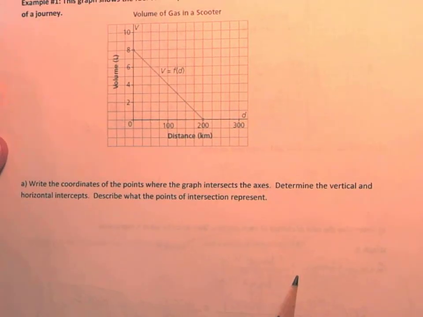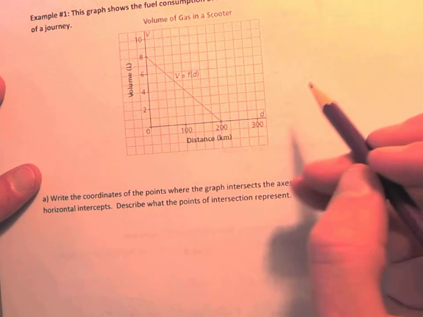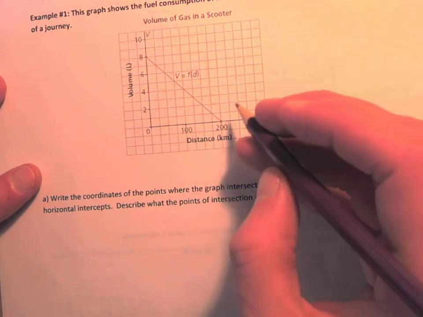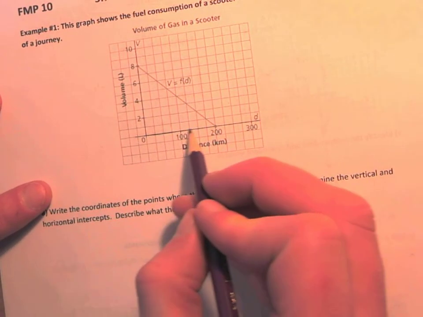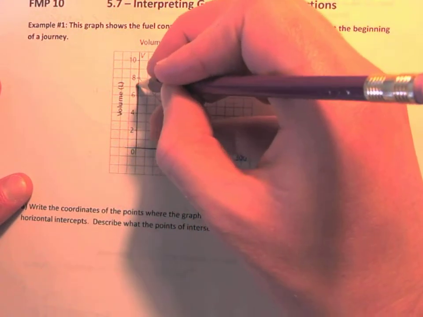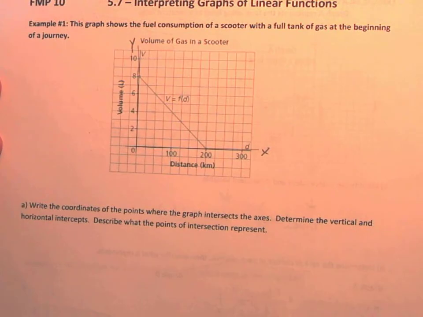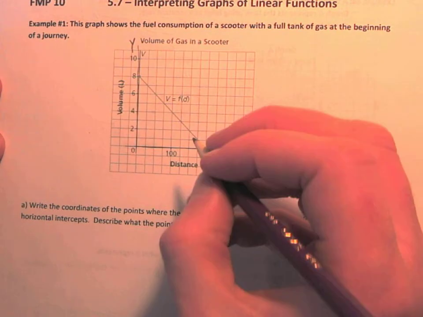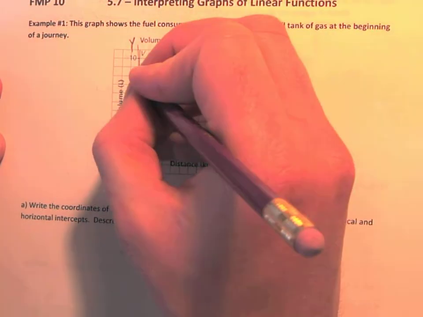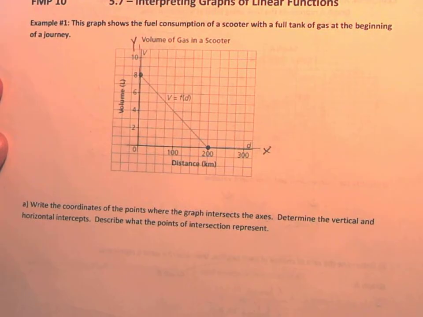Okay, this is kind of a new concept. We're going to intersect the axes. So the axes is this dark one and this dark one here. Okay, we have the x and the y axes. So where does it intersect the axes? We see one right here and one right here. Those are the 2 points that intersect these dark lines.